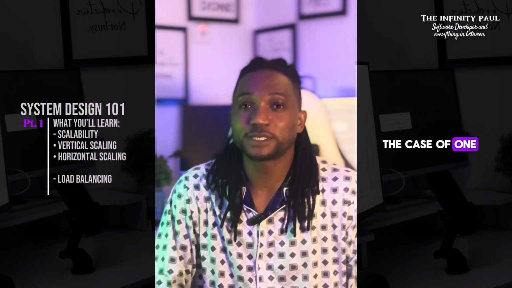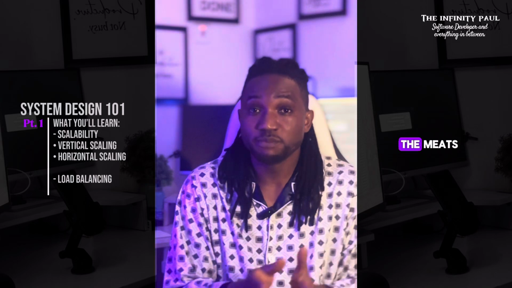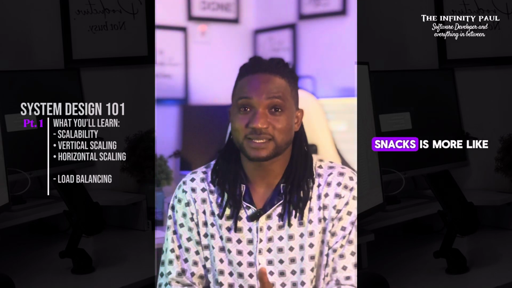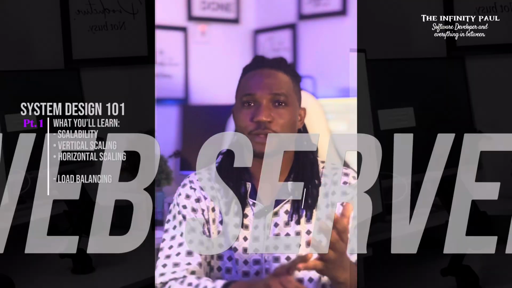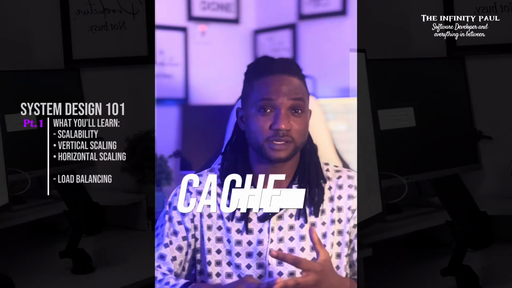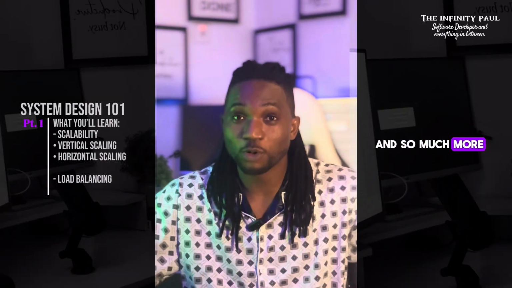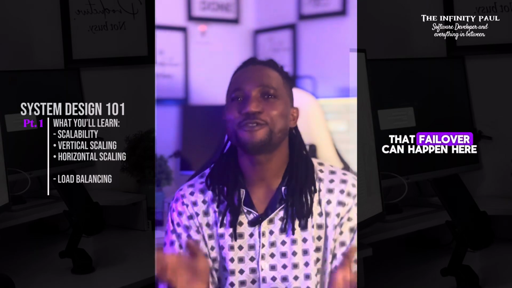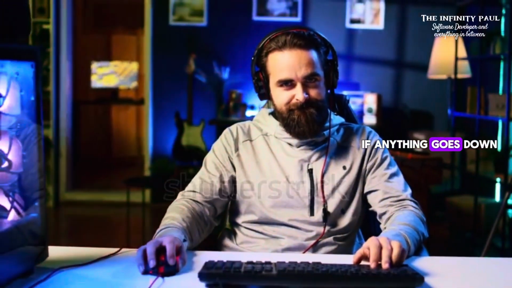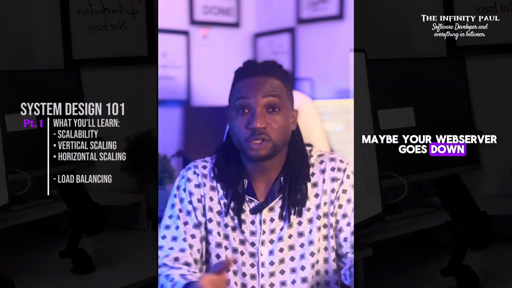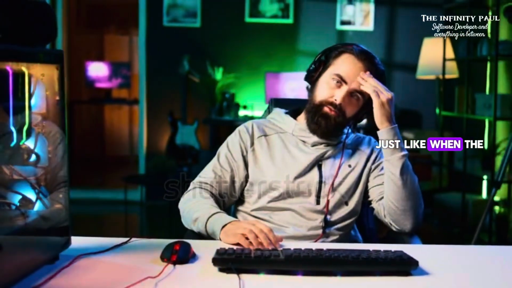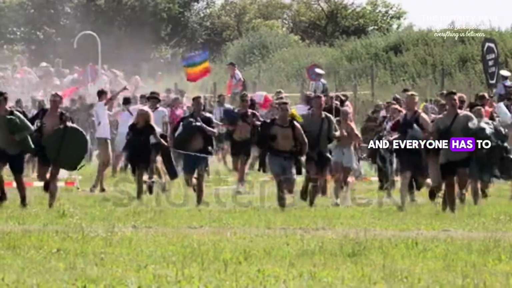The case of one table handling the food, the meat, the drinks, and the snacks is more like a single server setup, which we all do. It has your web server, your queue, your cache, your database, and so much more. The bad news is that failover can happen here. If anything goes down, your app is cut off from the internet. Maybe your web server goes down, your app is offline. Just like when the party food runs out and everyone has to leave the party.